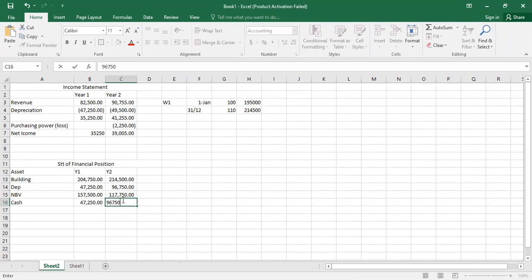Now, what is depreciation? It is a measure of value. We've lost value, isn't it? As at the start of the year, our building was costing 214,500, isn't it? If we were to sell that building at the end of year 2, we are going to sell it at 117,750, isn't it? What is the difference?